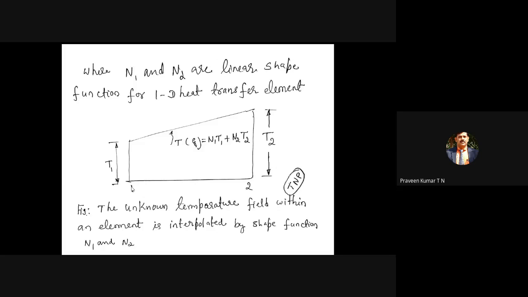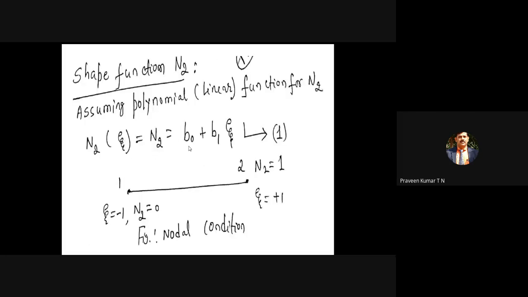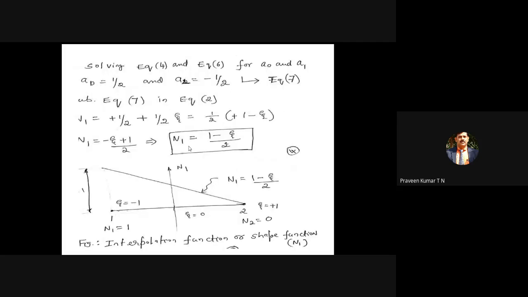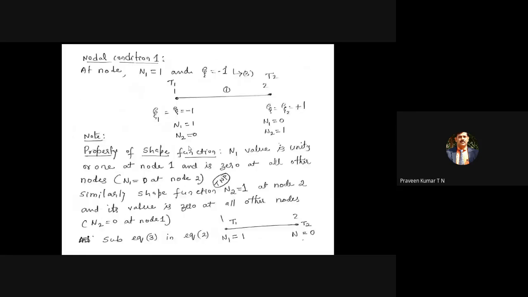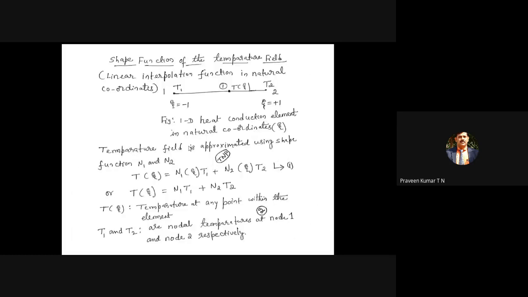Once you know the temperature at node 1 and at node 2, at any point within the element we can obtain the temperature once you know the interpolation function or shape function for this heat element. The derivation is easy because you are not going for a quadratic equation or a cubic equation. You are going only for the linear polynomial equation. That's why you are going for the linear interpolation function.